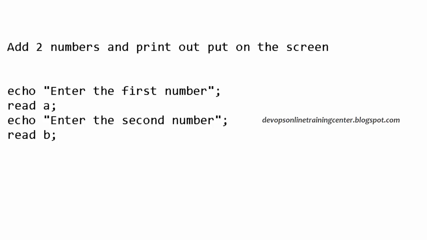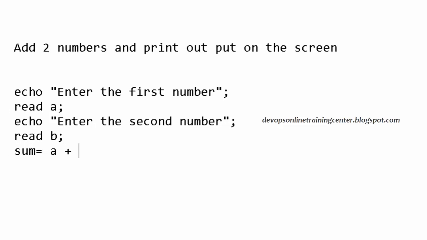So how do I add two numbers? So we just need to perform one arithmetic operation, which is adding two numbers, right? So how do we add? Simply I say sum equal to A plus B. Will this work? So in shell scripting this will not work. So maybe in another scripting language it will work.